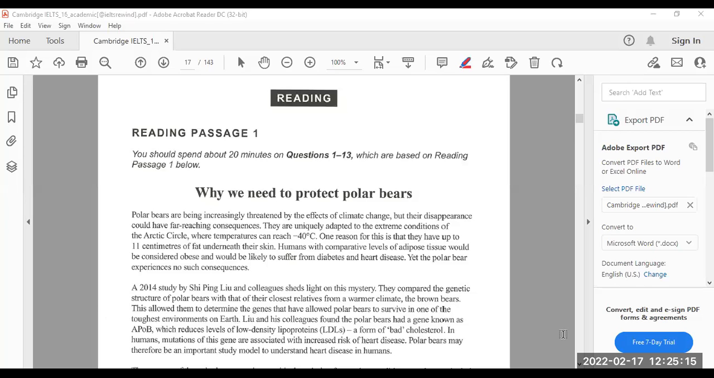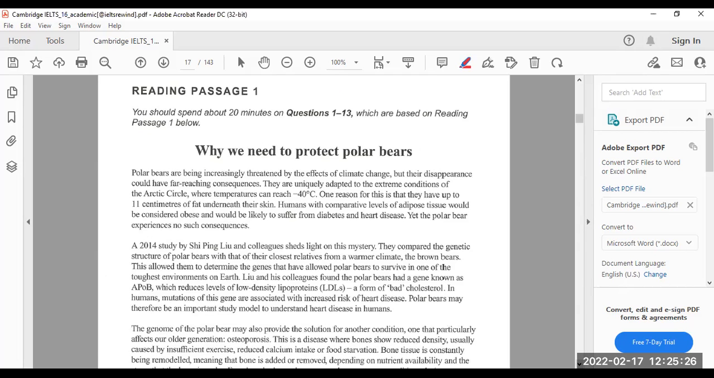So let us take reading passage 1 in CAM 16: Why we need to protect polar bears. Let's take a quick glimpse over the passage. It's enough if you just skim the passage. You may not scan every data.